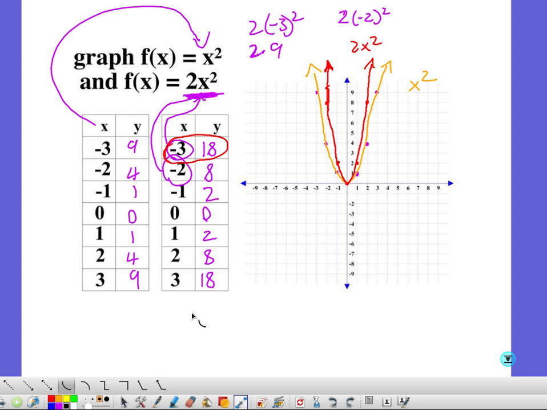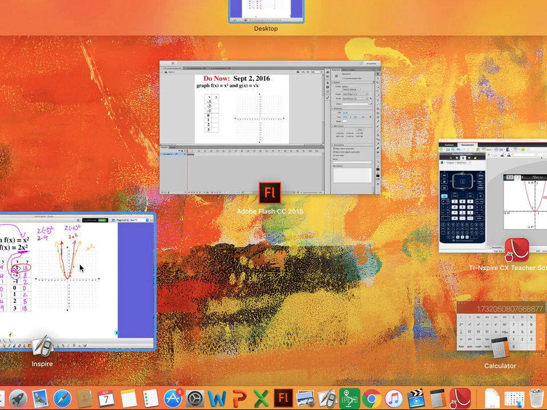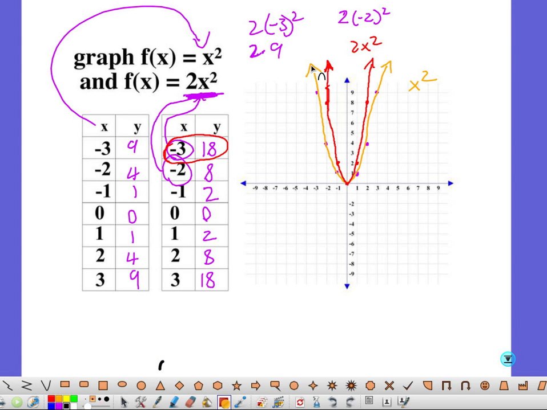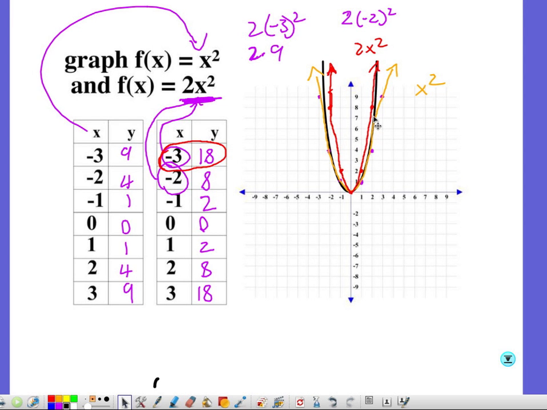So let me see if I can create a parabola here. No, it doesn't look like I can. Let me just create this parabola. Okay, so it looks like that. Alright, so let's say this is our original parabola, and it looks more like that. So here's my parent function. The black curve is x squared.